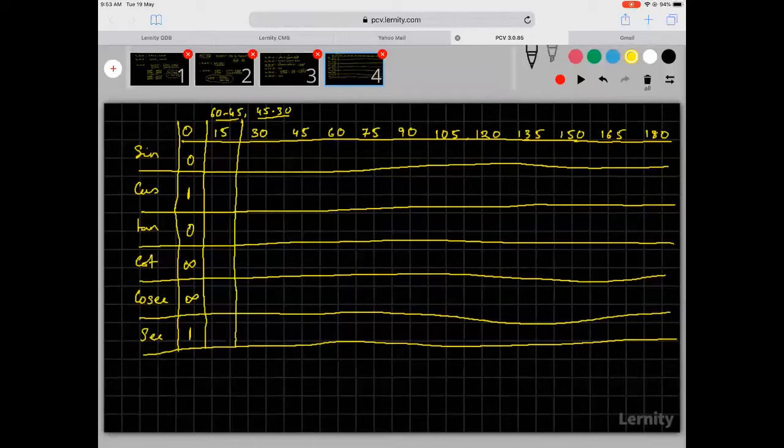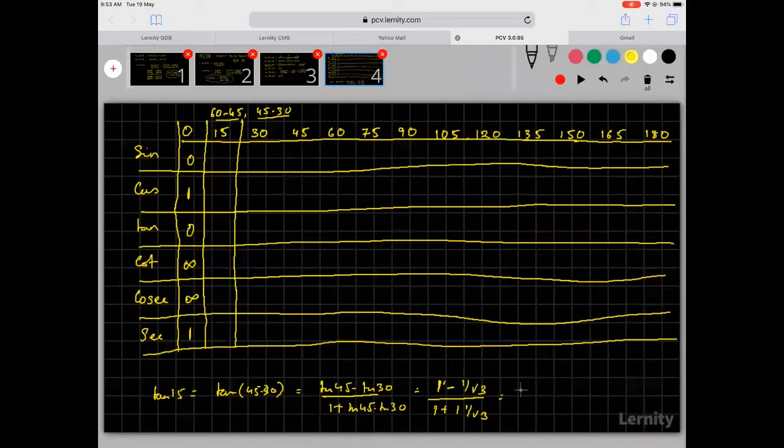Say, for example, if you are interested to know what is tan 15. So tan 15 is equal to tan of 45 minus 30. So that will become equal to tan 45 minus tan 30 divided by 1 plus tan 45 into tan 30. So tan 45 is how much? 1. Tan 30 is how much? 1 by root 3. So now when I take my LCMs and then work with it, I will get root 3 minus 1 by root 3 plus 1. So tan 15 is equal to root 3 minus 1 divided by root 3 plus 1.